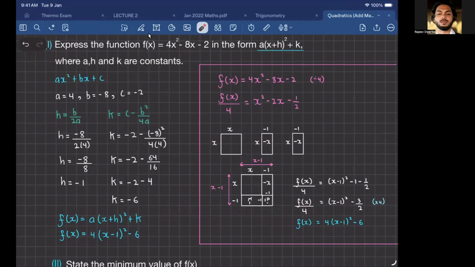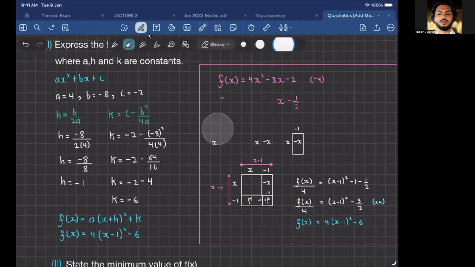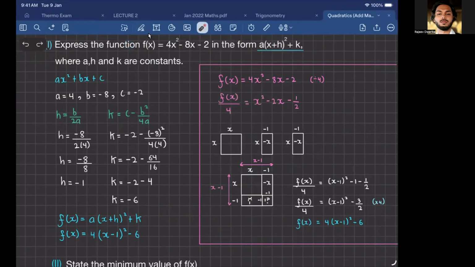Essentially, I'm going to give you a diagram and I'm going to ask you to make a generalized formula. It's the same method, but instead of using numbers, you're going to use letters. And at the end, you should be able to derive h and k.